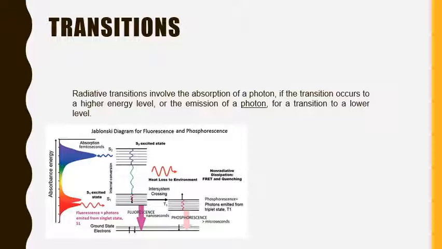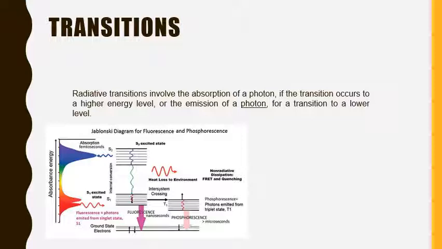We have discussed transitions in the previous topics, and it is true that radiative transitions involve absorption of a photon if the transition occurs to a higher level, or emission of a photon for a transition to a lower level. So basically any radiative transition means it radiates, it gives emission. In any emission, this involves two processes, absorption followed by emission.